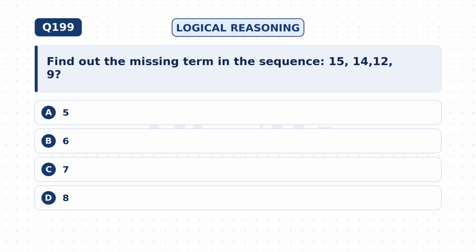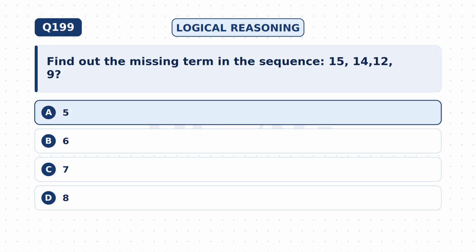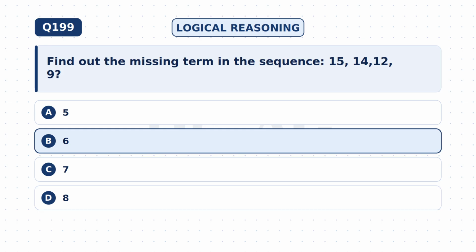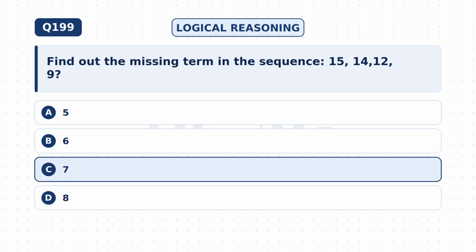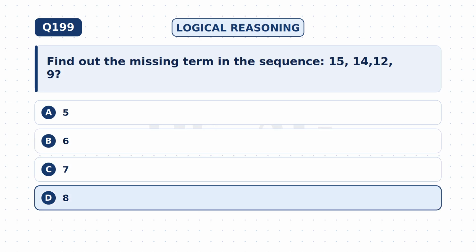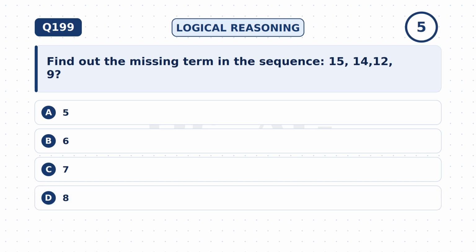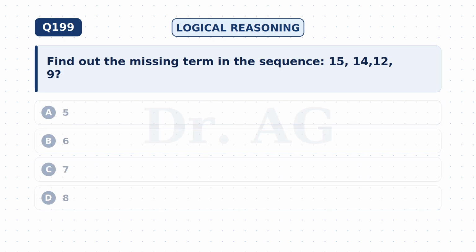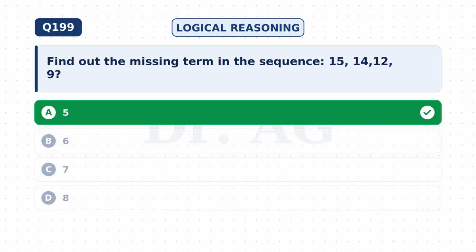Question 199. Find out the missing term in the sequence 15, 14, 12, 9. Option A. 5. Option B. 6. Option C. 7. Option D. 8. The correct answer is A.